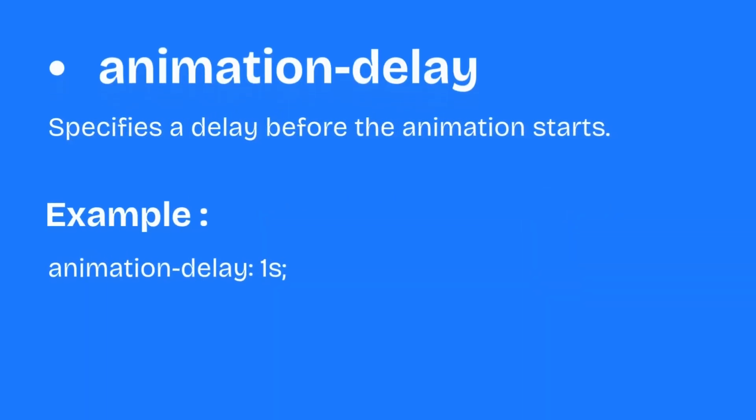Animation delay. Animation delay specifies the delay in seconds or milliseconds before the animation starts. So if you don't want the animation to take place immediately, for example, if you are designing the landing page of a website and you don't want some specifics to take place immediately, you can use animation delay to specify how long the animation should wait before it kickstarts.